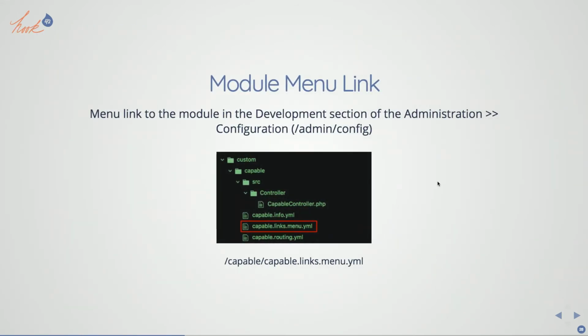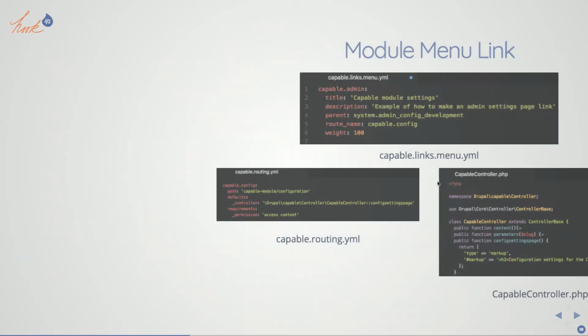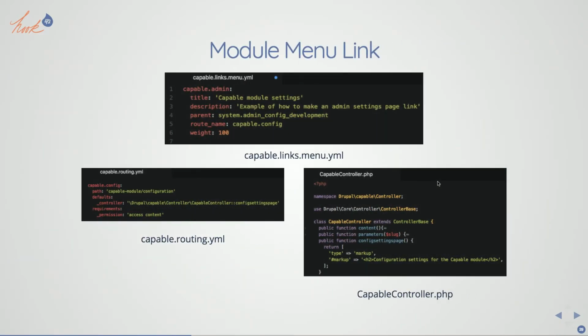There's also a module menu link, and this is a link in the module development section of the admin config. And this also lives in the root of your module. And what we have to do is connect our capable.links.menu YAML with our routing file, with our controller file. So everything's talking to each other. It's just important to know why it's talking to each other and in what order.